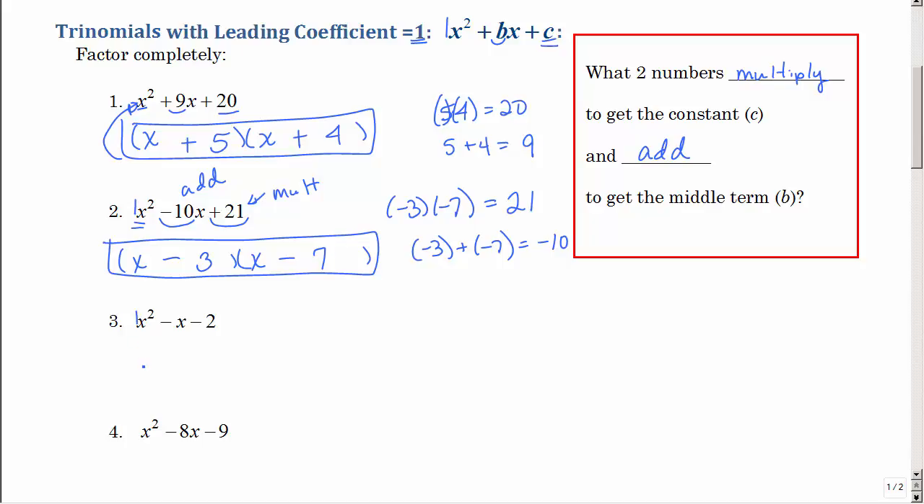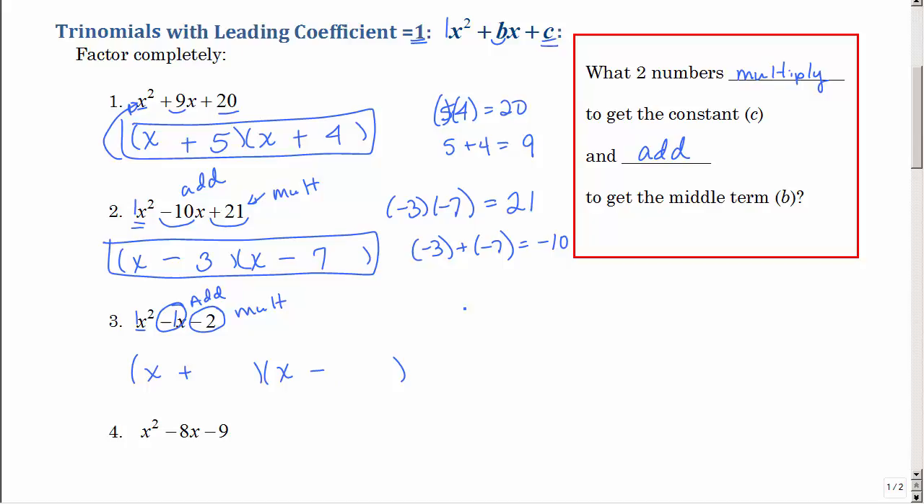Number 3, we have a leading coefficient of 1, so we need x times x, which is x squared. Now there's a negative 1 in front of that x. So again, what two numbers multiply to get negative 2, but add to get negative 1? Well, the only way you multiply to get something negative is if one is positive and one is negative. The only thing that multiplies to get 2 is 2 and 1.